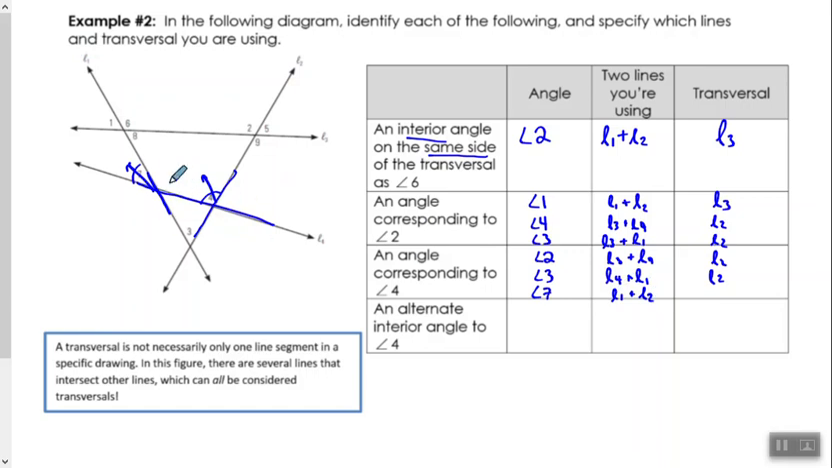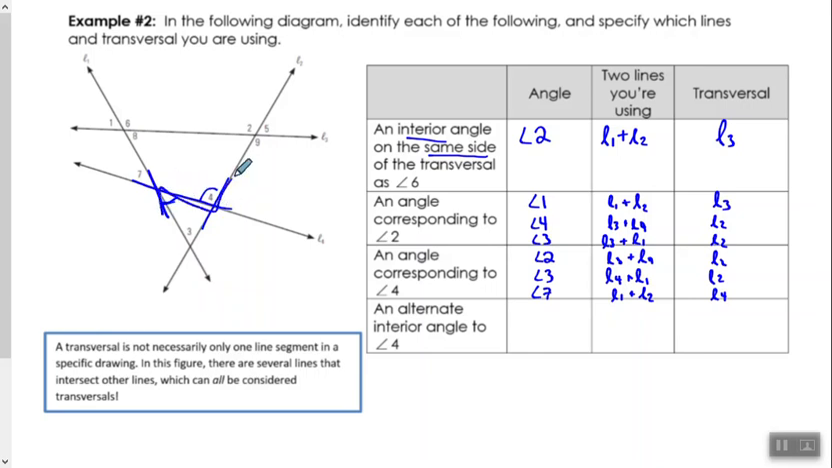And line 4 is my transversal that cuts between them. And last one. So I'm looking for an alternate interior angle to angle 4. So here I have angle 4, and I want an alternate interior. So let's take a look at the lines we were just looking at. So here, and 4 is an interior angle. An alternate interior would be zigzagged across.